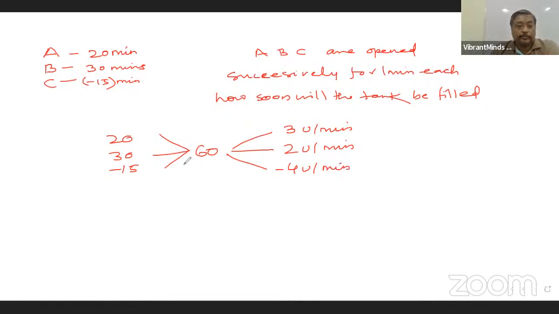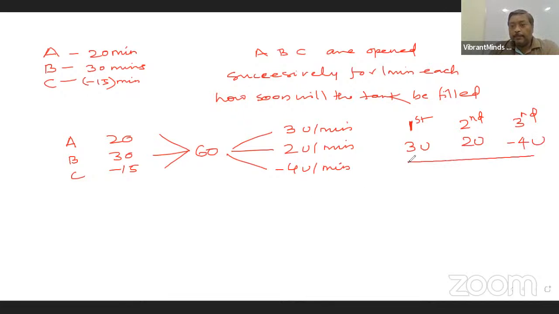Now understand here. In the first minute, pipe A will be working. In the second minute, pipe B will be working, and in the third minute, C will be working. So understand. In the first minute, 3 units will be filled. In the second minute, 2 units are filled. But in the third minute, 4 units are drained out. Now, these types of questions are very tricky. So effectively in 3 minutes, only 1 unit is filled. And when you try to do that, it will get filled in how many minutes? 60 units of 3 minutes, that is 180 minutes.